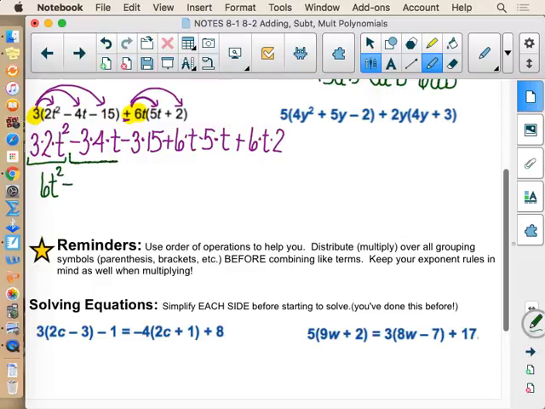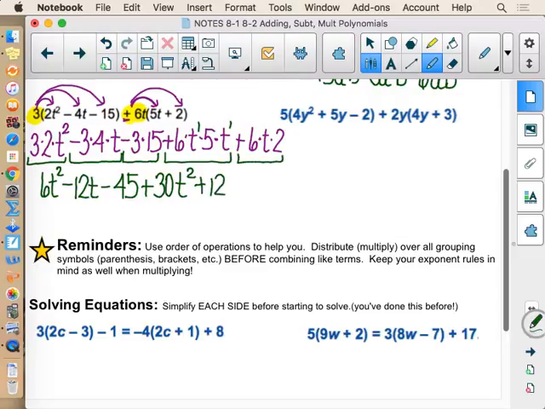Minus, in my next term, 12 times a t. In my next term, there's only 2 numbers, so that's a minus 45. And I can just keep going. My next term, I have a plus 30, and my t to the first times t to the first is t squared. So I want to make it very clear with those multiply dots that I'm in multiply thoughts. Plus, in my final term, 12t. So I'm done cleaning up my terms.